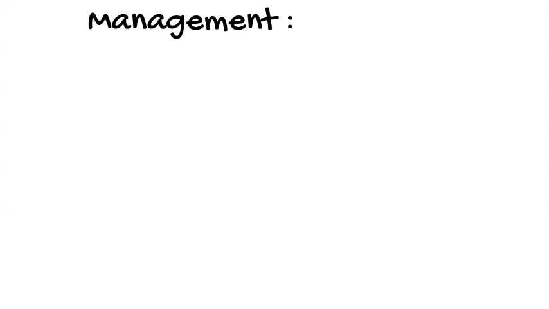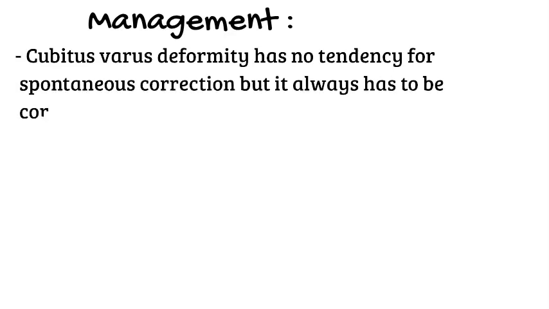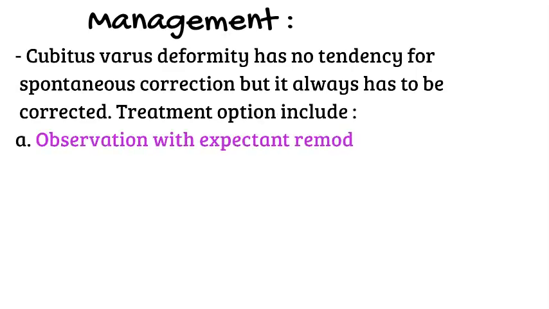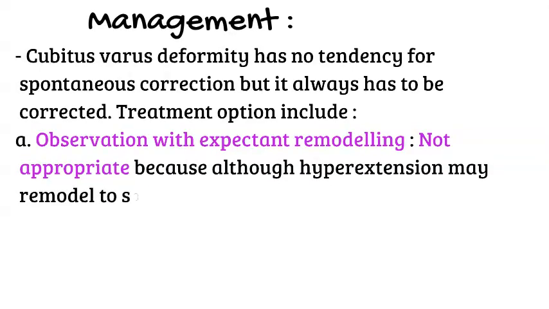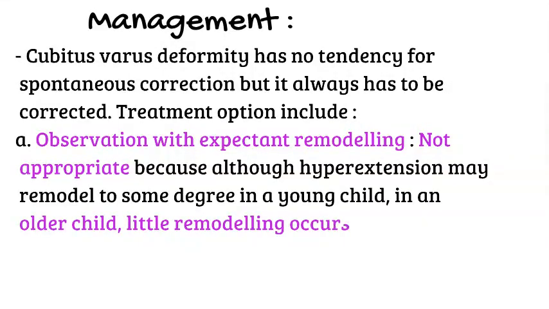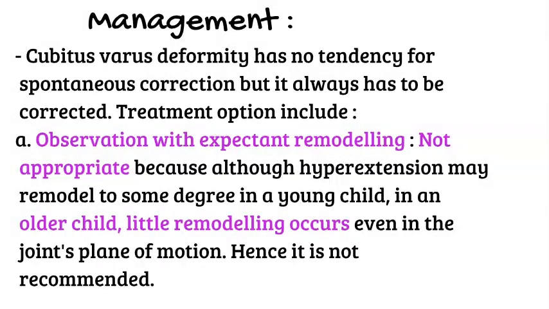Regarding management, cubitus varus deformity has no tendency for spontaneous correction, and it always has to be corrected. The treatment options include: 1. Observation with expected remodeling. It is not appropriate because although hyperextension may remodel to some degree in a young patient, in an older child little remodeling occurs, even in the planes of motion. Hence, it is not recommended.